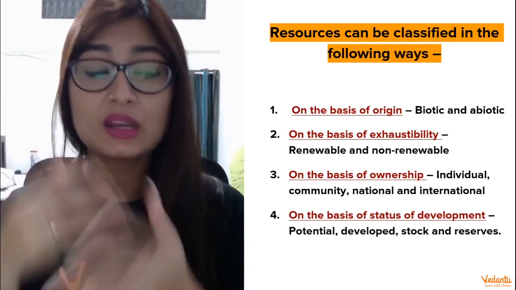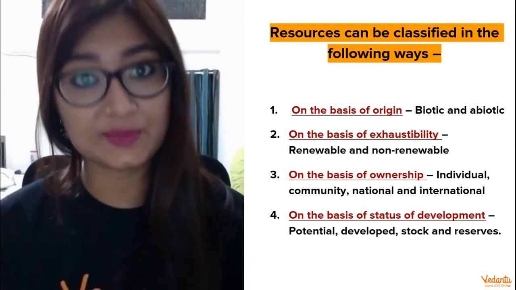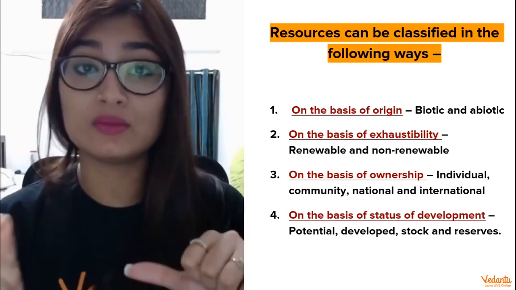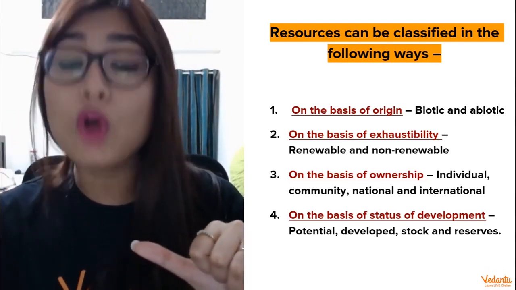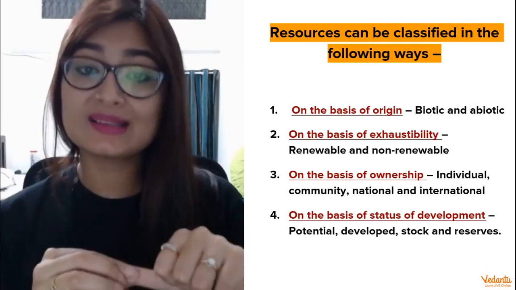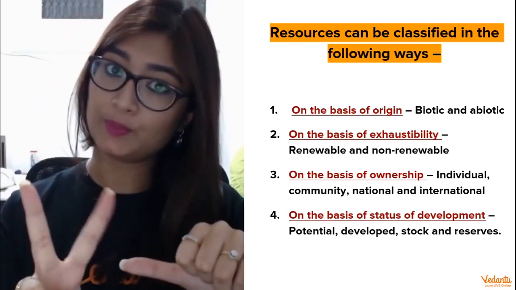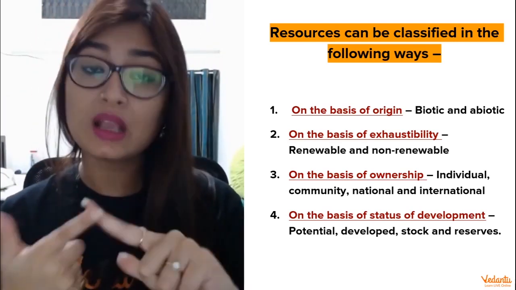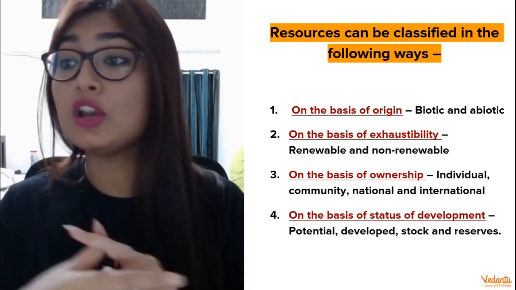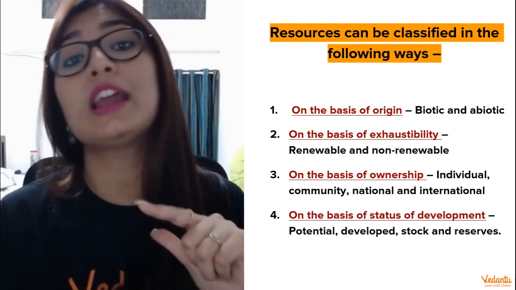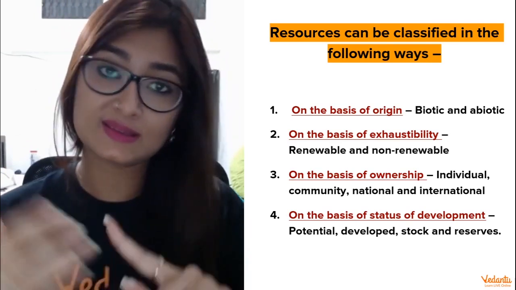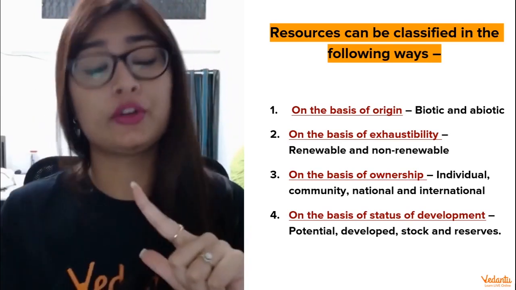Let's look at each and understand what each means and what the different types of resources are. The very first division is on the basis of origin, which means how these resources have been formed, or where are they found? Where do they originate from? On the basis of origin, we divide the resources into biotic and abiotic. Then comes exhaustibility, which means are they going to get exhausted? Are they everlasting, or do they have a lifeline which is going to end at a point? On the basis of this, we have divided the resources into two types, renewable and non-renewable.